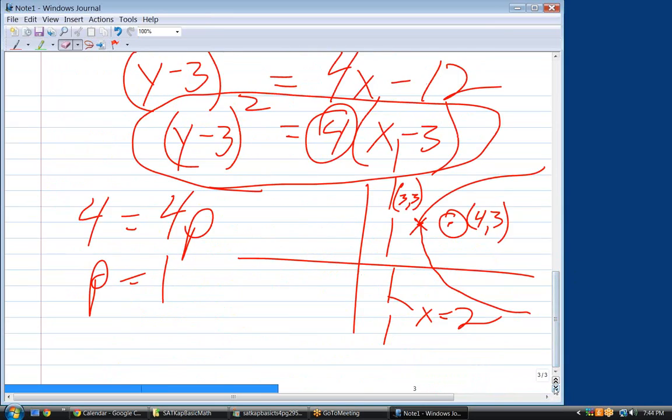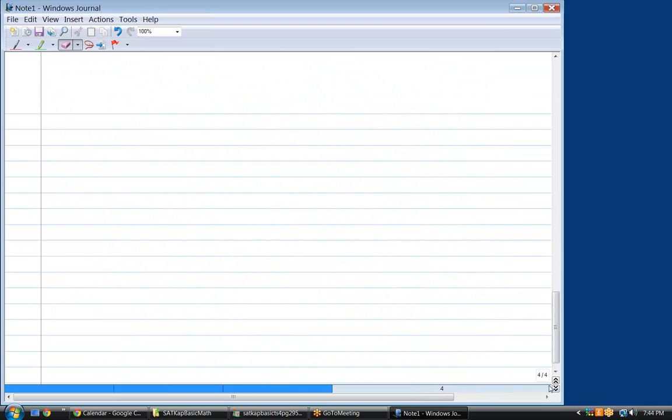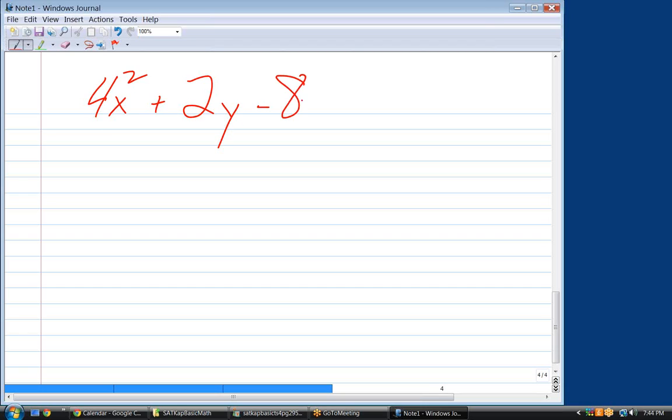Okay. So I have another parabola. Actually, maybe I should do the ellipse first. Just cover, yeah, okay. Since we have a limited amount of time, I would say let's do at least one ellipse. Yeah. So this one says 4x squared plus 2y minus 8x plus 3 equals 0. Okay.